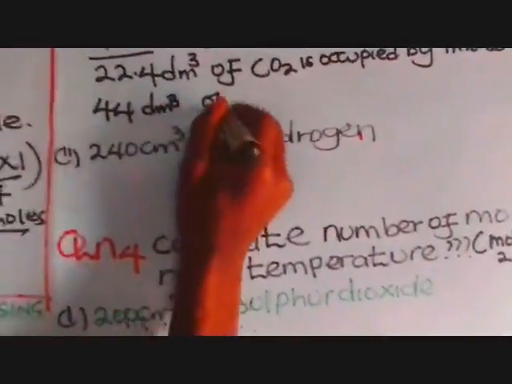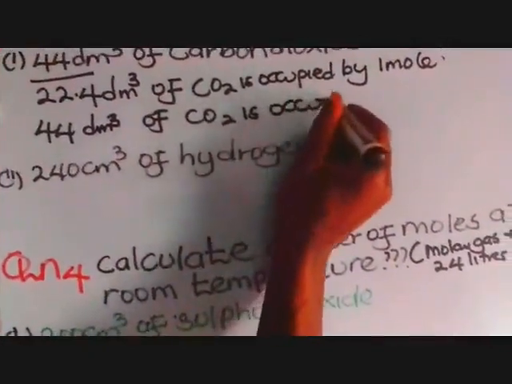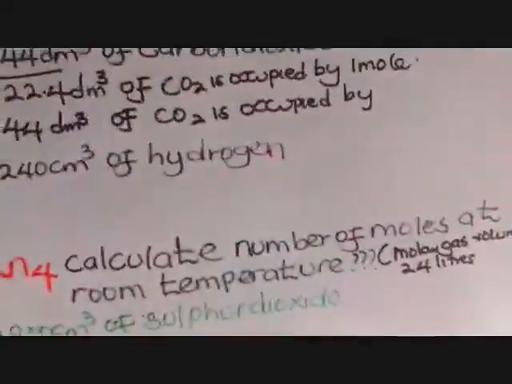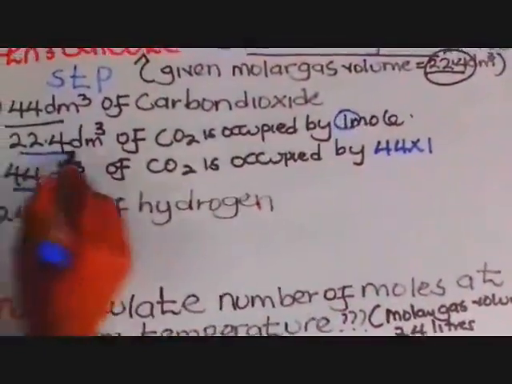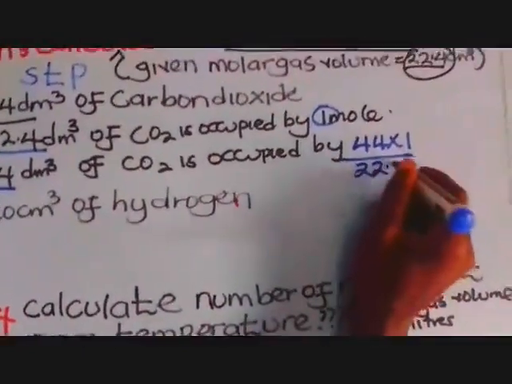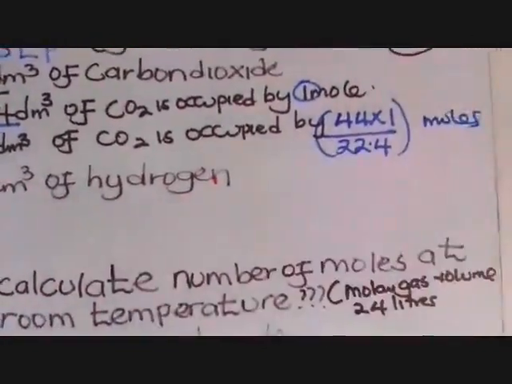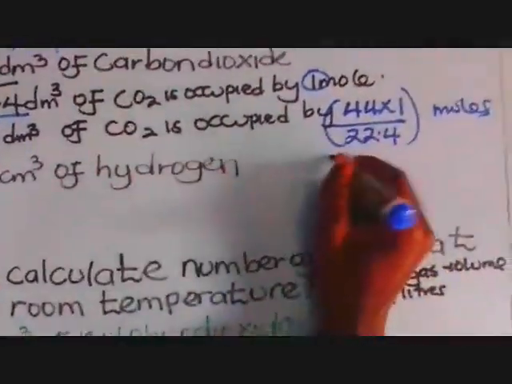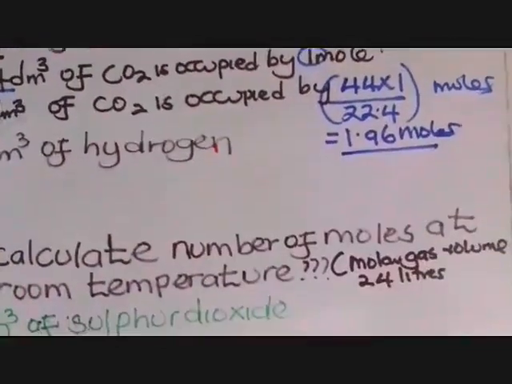decimeters of carbon dioxide is occupied by, then remember we are going to cross multiply. So we are going to get 44 times 1, divided by 22.4. And now these ones are going to become our moles. So who can guess the moles there? Now our moles there, we are going to obtain 1.96 moles. You can get your calculator also and you press.